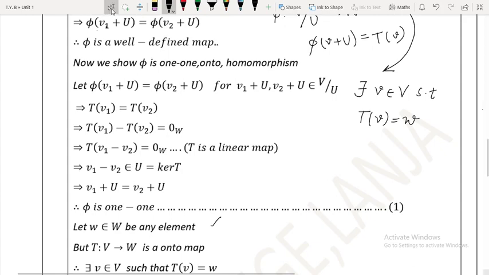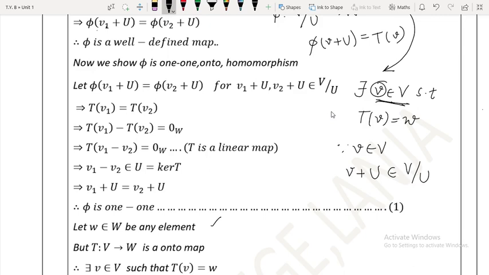Now observe carefully. This v belongs to V. With the help of this small v, can we construct an element of the quotient space V mod U? Obviously yes. Since this v belongs to V, what will be the corresponding coset? It will be v plus U. So v plus U will belong to V mod U, right?